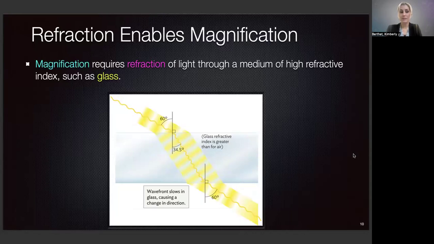When we look at magnification, it involves refraction, or the movement of light through different types of mediums. Here we have light going through a gaseous medium, so the atmosphere, the air around us. And then it hits the glass. So this could maybe be your cover slip that you're hitting. As it hits the glass, it's going to be refracted. The angle of the light is going to change. Here we see from 60 to 34.5 degrees.